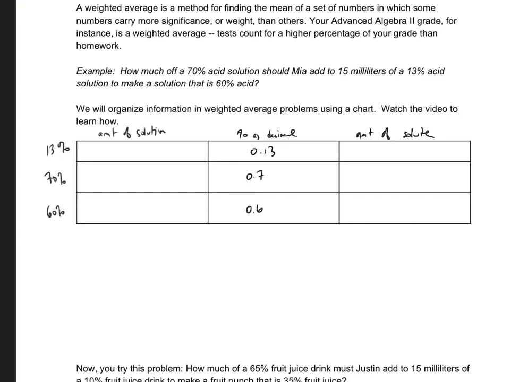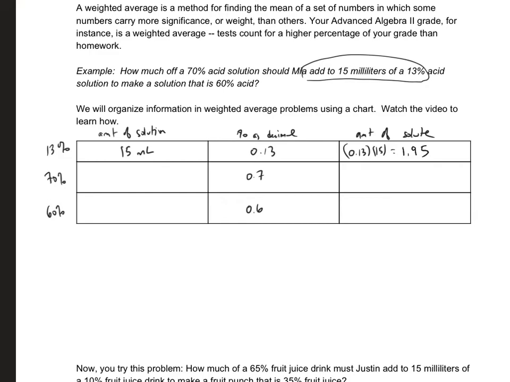Now keep in mind, to get the amount of solute, we multiply the amount of solution by the percentage as a decimal. We've got 15 milliliters of 13% acid, so the amount of solution is 15 milliliters. To get the amount of solute, I multiply 0.13 times 15 milliliters, and that gets 1.95. So there's 1.95 milliliters of solute in the 15 milliliters of 13% solution.